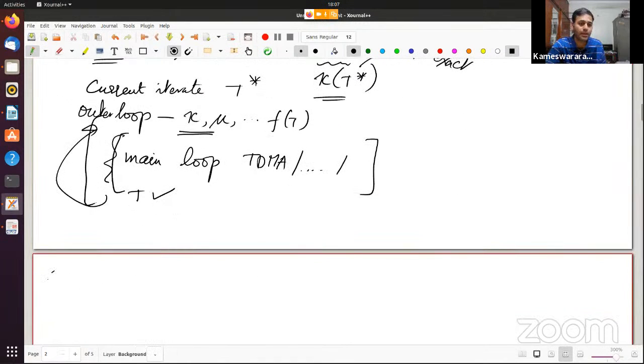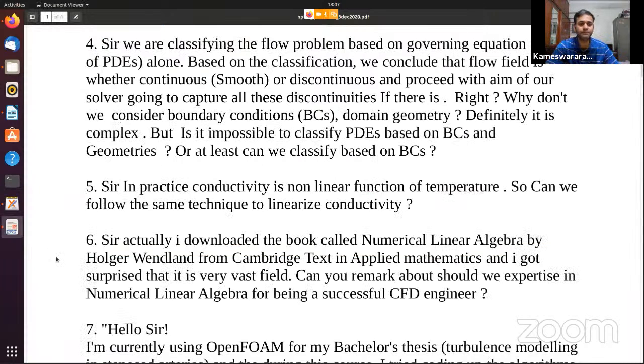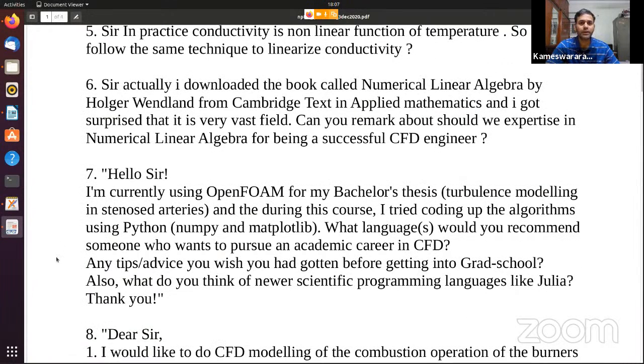Okay, so let's look at the sixth question. The sixth question is: Sir, I downloaded a book called Numerical Linear Algebra by Trefethen from Cambridge, Texts in Applied Mathematics, and I was surprised that it is a very vast field. Can you remark on whether we should have expertise in numerical linear algebra to be a successful CFD engineer?